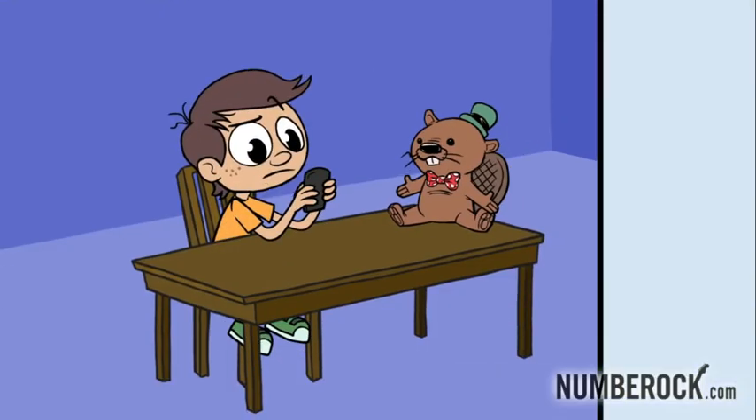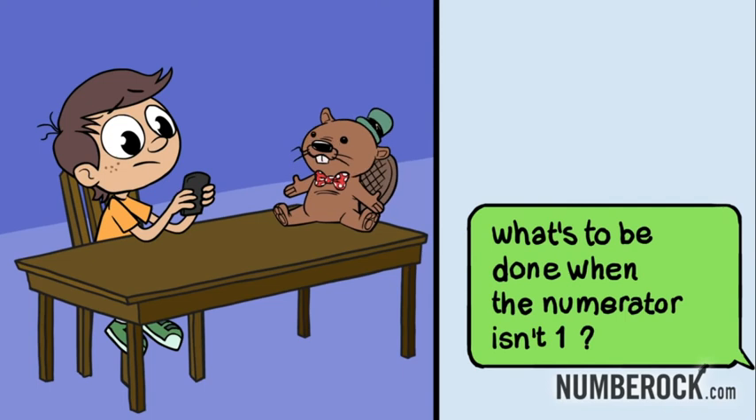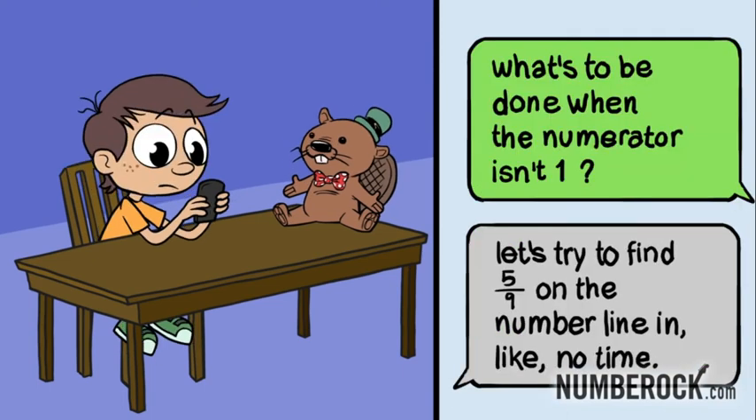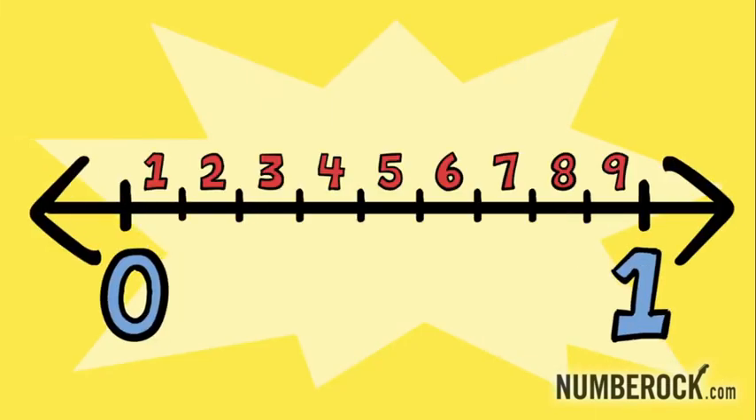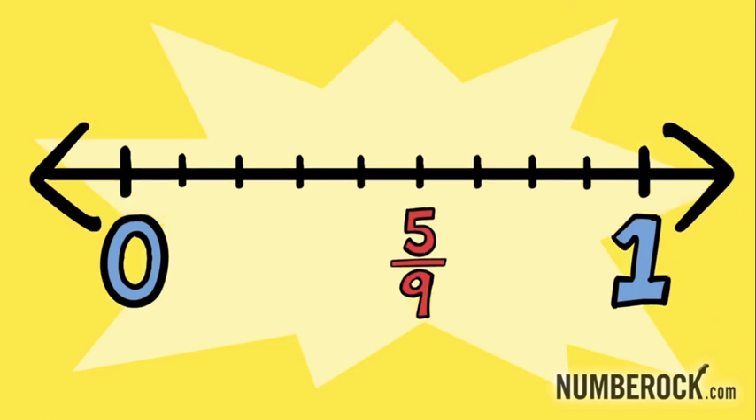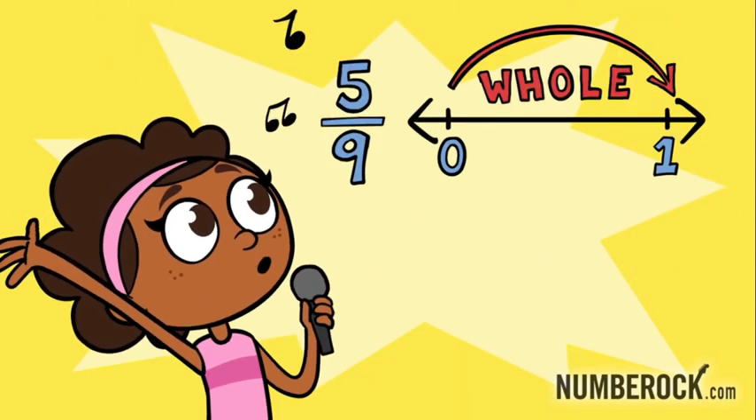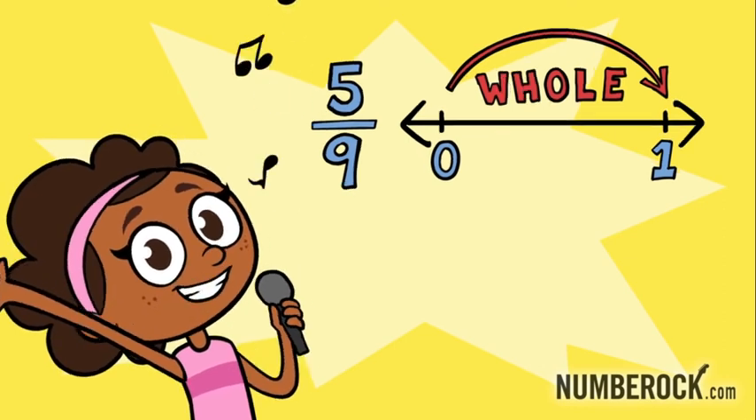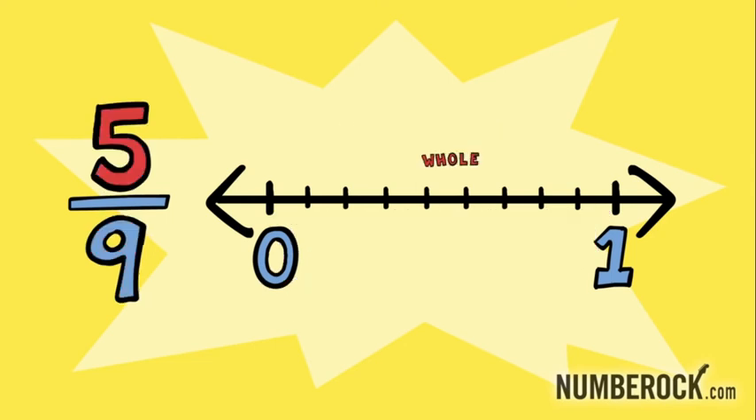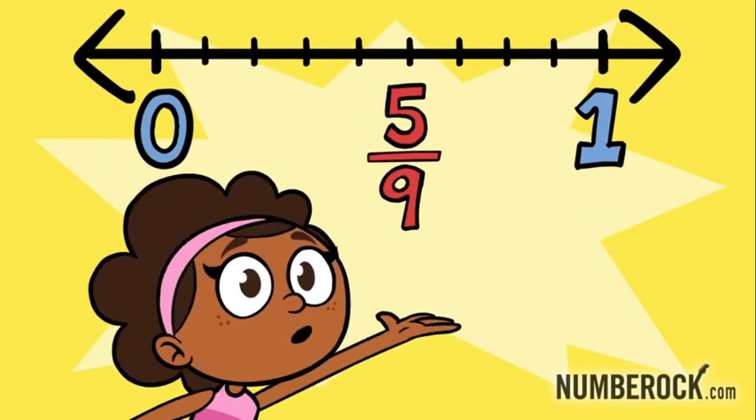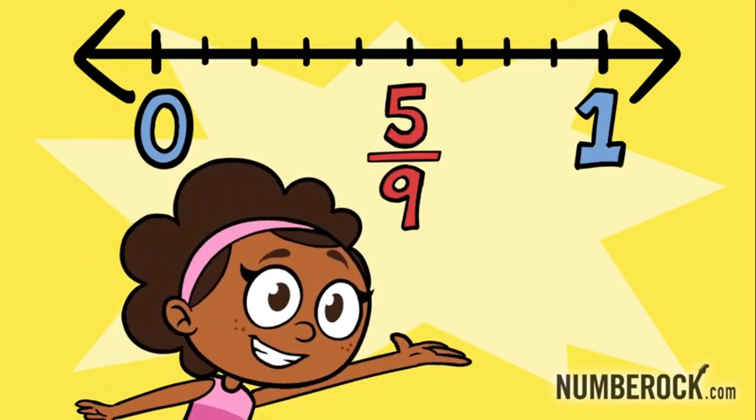Then I texted my friend, what's to be done when the numerator isn't 1? She said, let's try to find 5/9 on the number line in like no time. Simply partition 9 parts from 0 to 1. Starting from 0, count 5, and at 5 9ths we arrive. 0 to 1 is the whole that we split apart. The denominator tells us into how many parts. Make a line that starts from 0 to the 5th mark. And 5 9ths is what you'll find when you get that far.